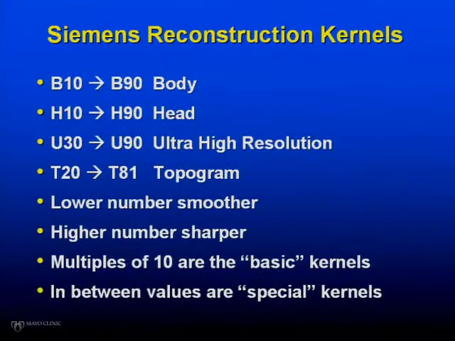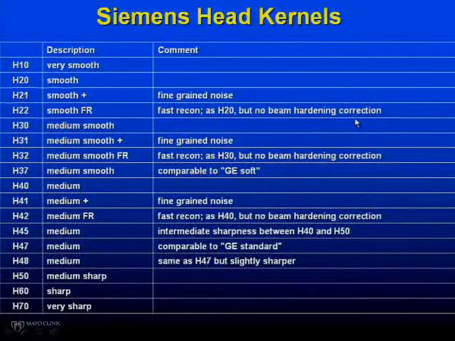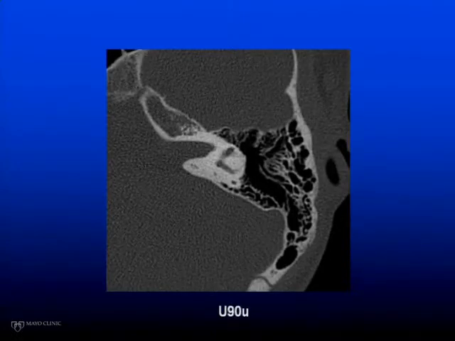I show some Siemens reconstruction kernels, and this is a summary of the Siemens body kernels and the head kernels. There are a lot of kernels on the Siemens scanner, so in order to better utilize them, you have to understand in detail what their features are. This is just an example of UHR kernels for inner ear structure: the U30, 40, 70, 75, 80, 90.